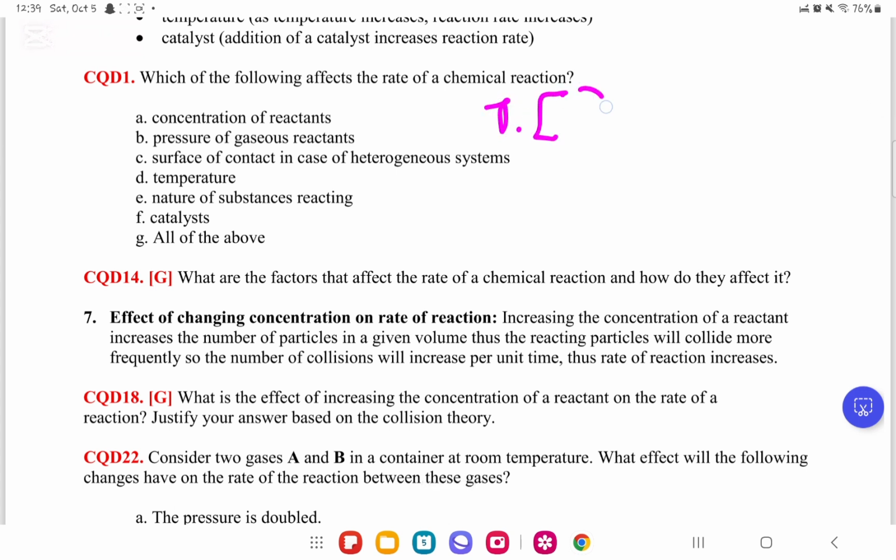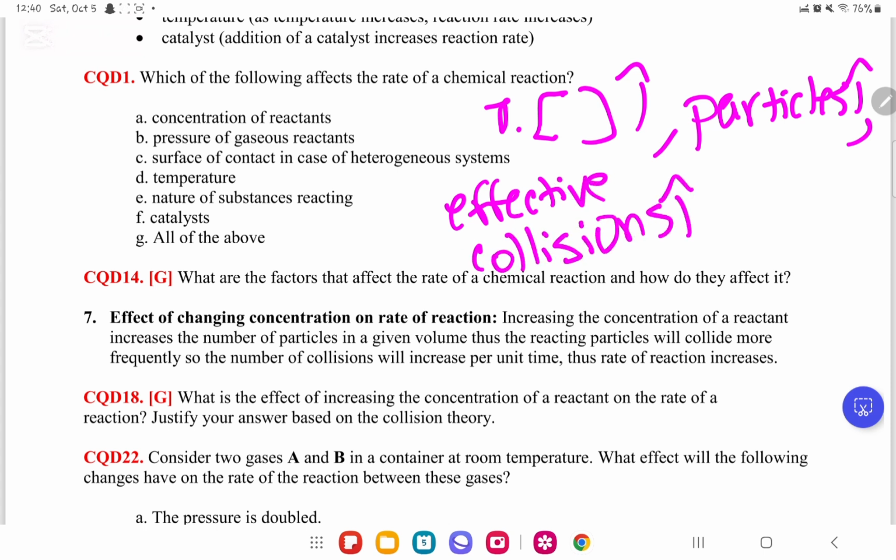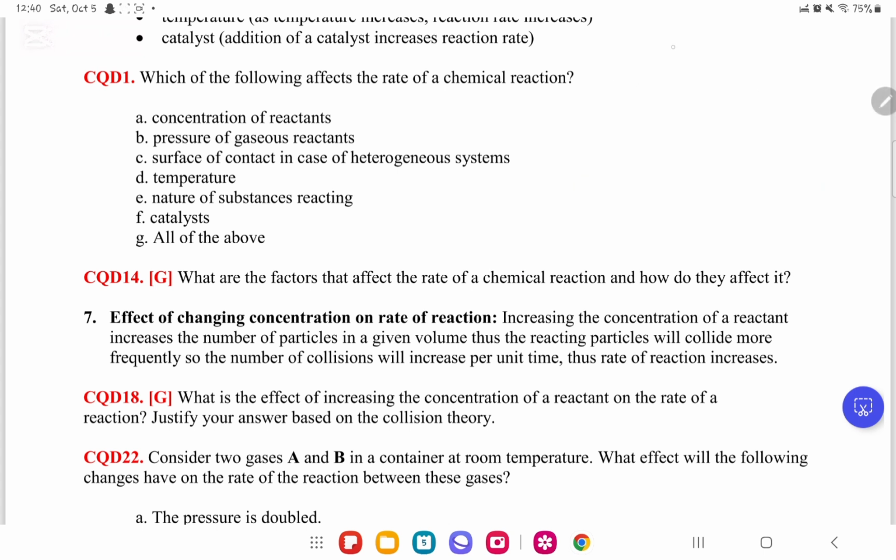We have, first of all, the concentration. If we increase the concentration, then the number of particles will increase, thus effective collisions will increase, and that leads to what? An increase in the reaction rate. So that was the very first thing, which was concentration. Now, they didn't specify what type of reaction, so we're gonna state them all.